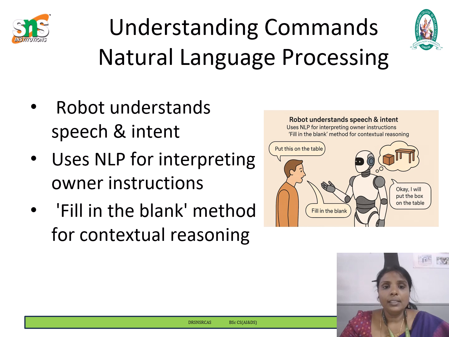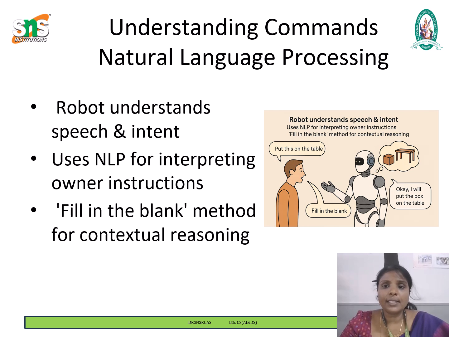Next, we see natural language processing. It is one of the advanced robotic techniques. A robot that understands speech and intent relies on advanced natural language processing to interpret spoken instructions from its owner. NLP enables the robot to not only recognize the words being said, but also grasp the meaning behind them, including the context and intent of the command.